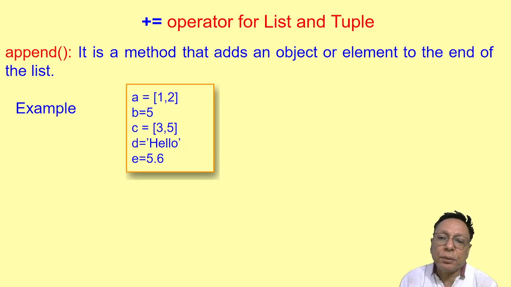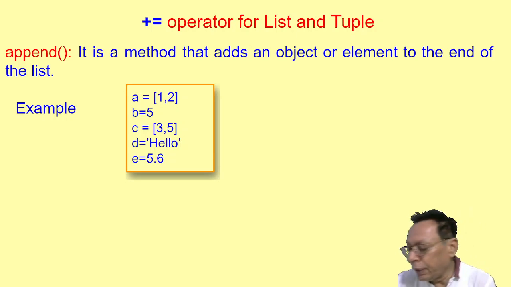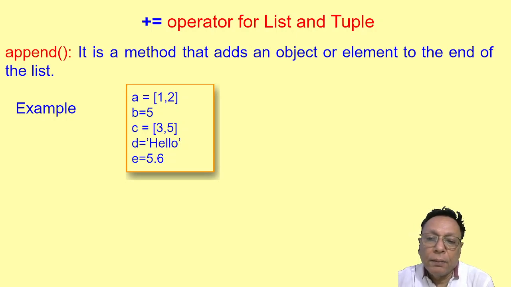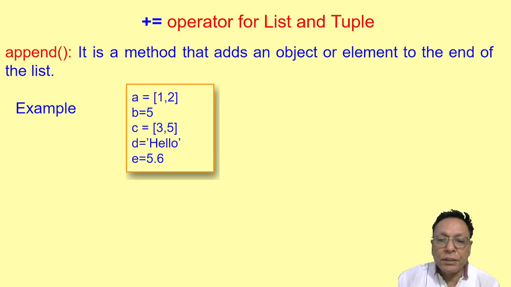Suppose A is a list [1, 2], B is 5, an integer, C is [3, 5], again a list, D is "hello, this is a string", and E is 5.6, which is a float.